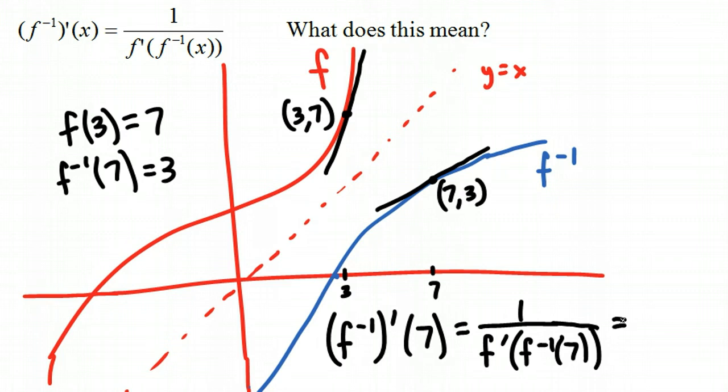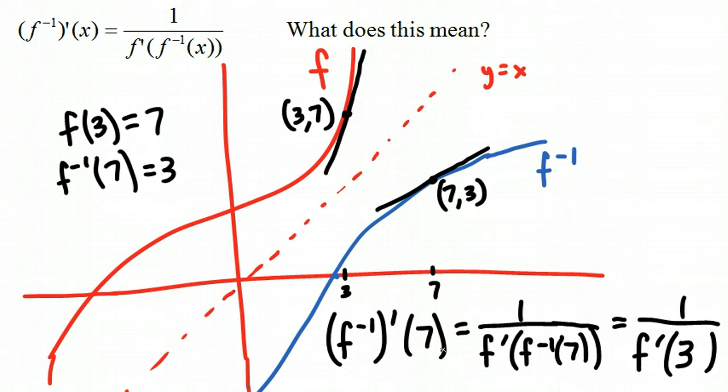Now this is equal to 1 over f prime of what? Well, what is f inverse of 7? f inverse of 7 is 3. So this is just 1 over f prime of 3. Now what does this formula really tell us? It says that f inverse prime of 7, what does that mean? That means the slope of the graph of f inverse at 7, so that's really the slope of this line.